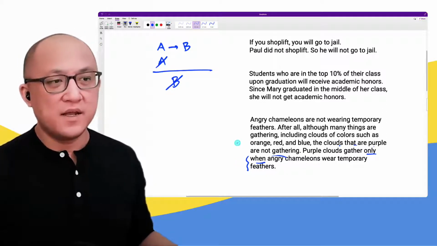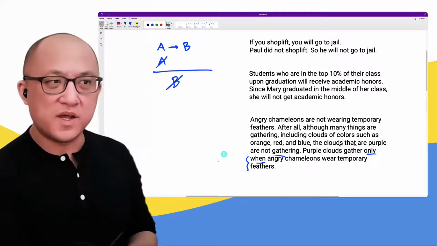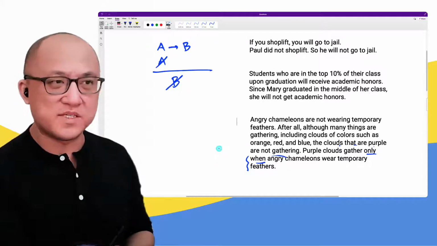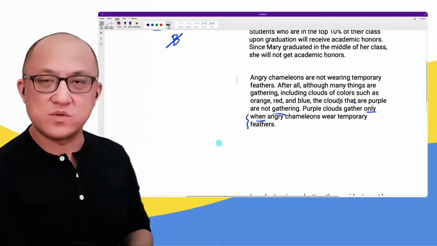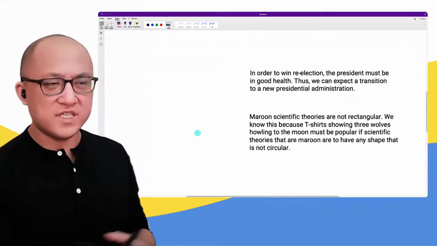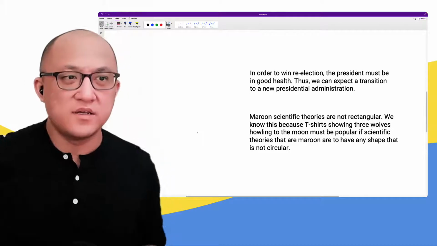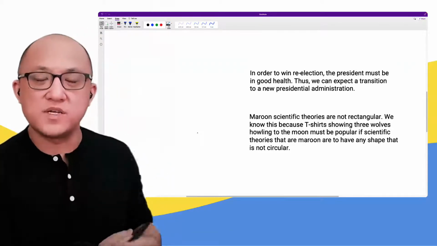All right. So let's take a look at just one or two more examples before we turn to some actual logical reasoning problems. Take a look at these two, and then tell me what they have in common.